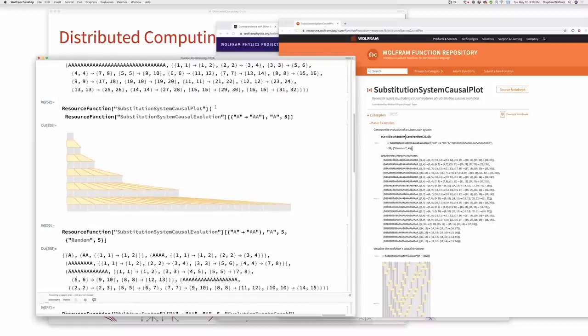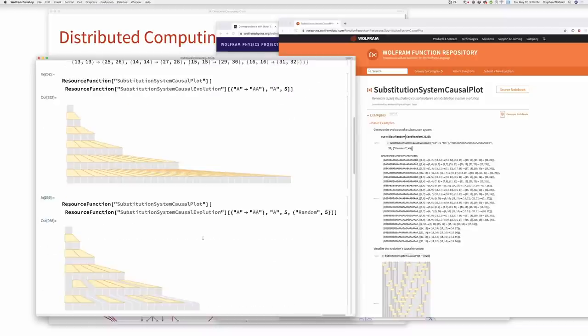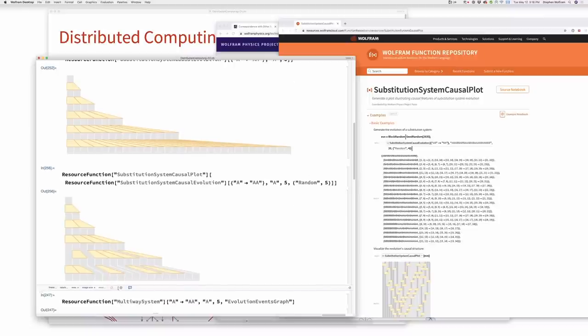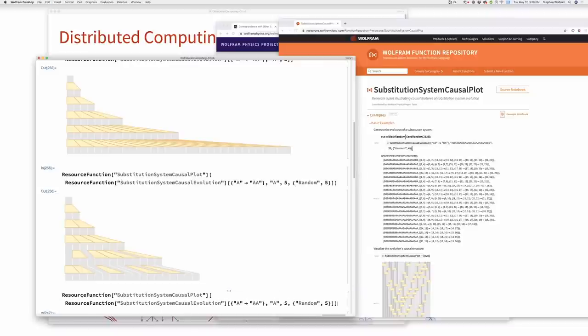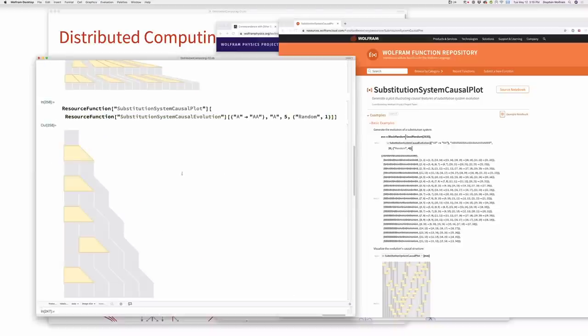Okay, hold on. I'm going to show this, which I think is instructive. Let me explain the relationship between these two pictures. This is an A goes to AA substitution system. Here it's randomly picking which A goes to AA to do. That makes sense? It's doing multiple ones at each step, up to five at each step. I can change that and say only do up to two here. Or one, for example, right?